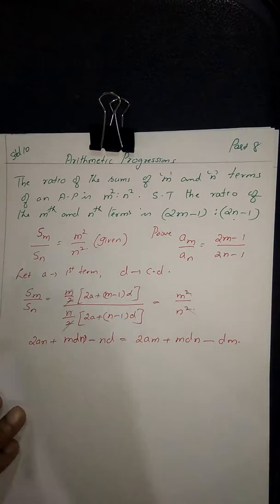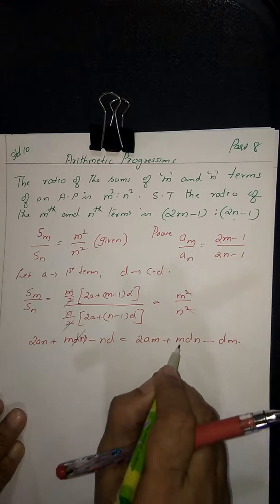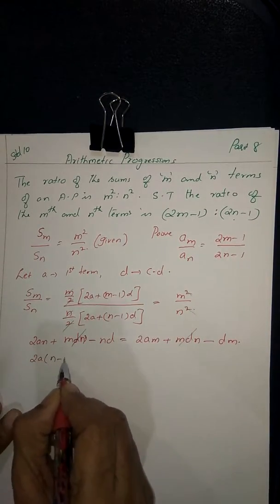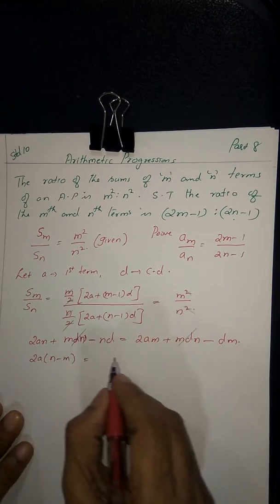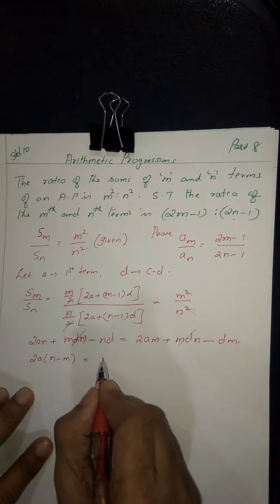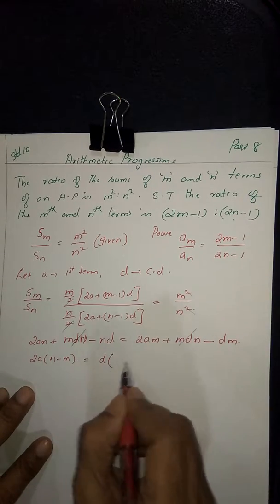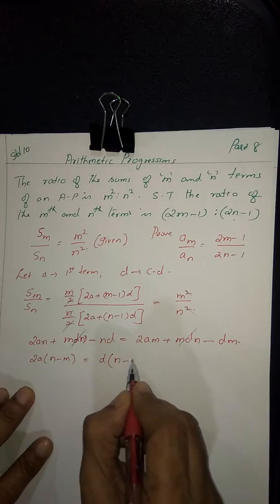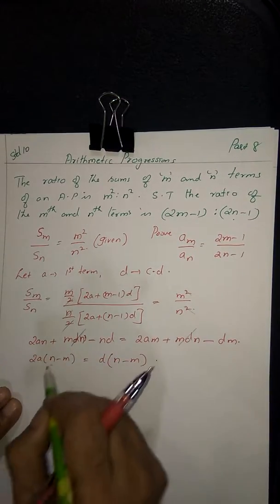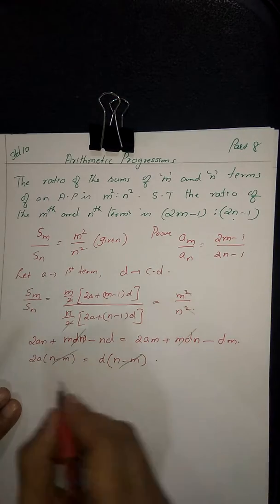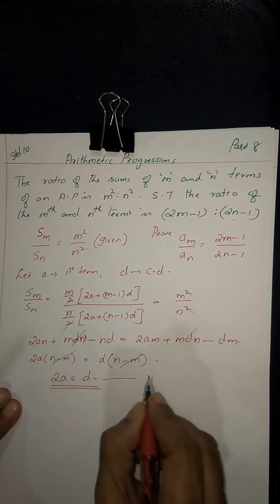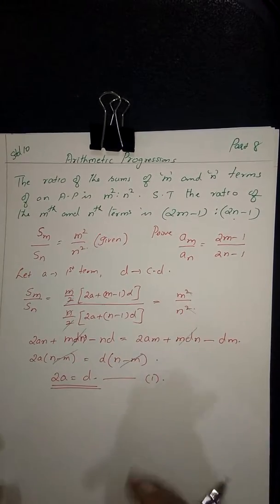So this mdn and mdn will get cancelled on both sides. So this will become 2a into n minus m is equal to, n will come here, nd will come here, so that will become nd. So d into n minus m. So n minus m and n minus m will get cancelled again. And you get 2a is equal to d. So this is one equation, that result we have got.